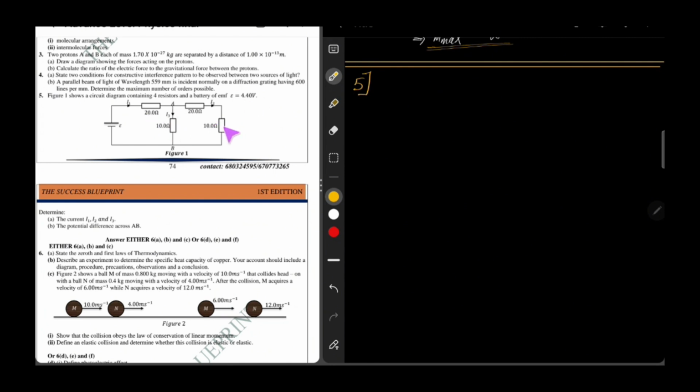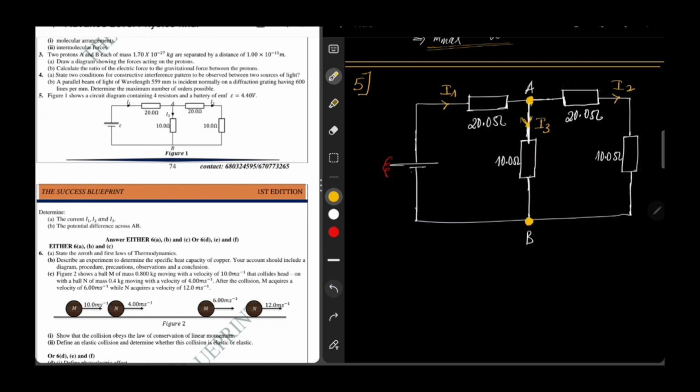So we have our 4 resistors, 2 20 ohm resistors and 2 10 ohm resistors. The currents I1, I2 and I3 that flow through the different resistors are well indicated. Now the question asks us to determine A, the currents I1, I2 and I3, and B, the potential difference across AB. So we have our diagram.